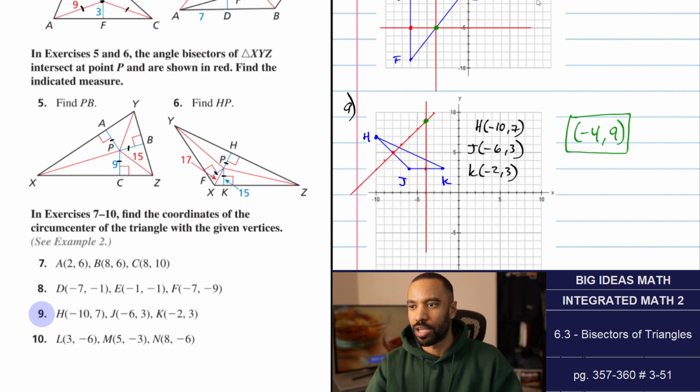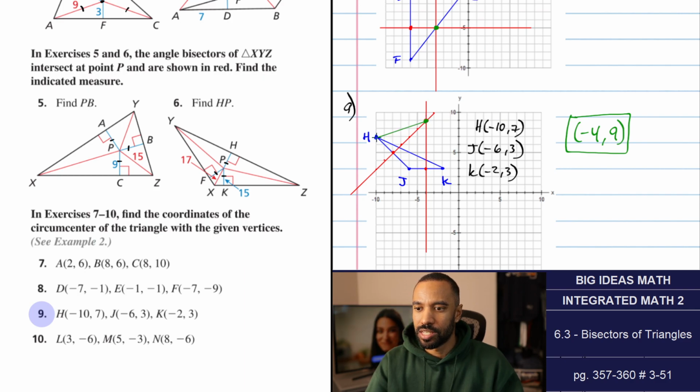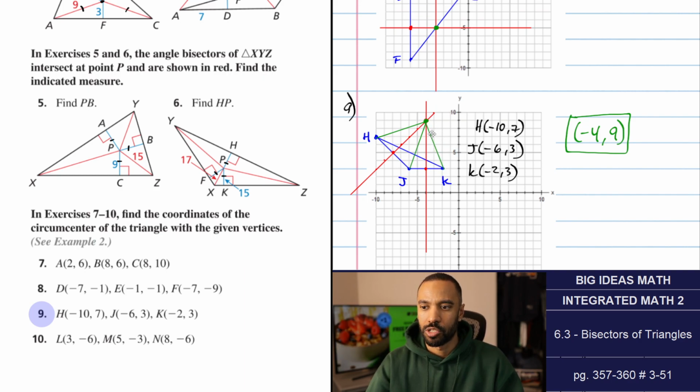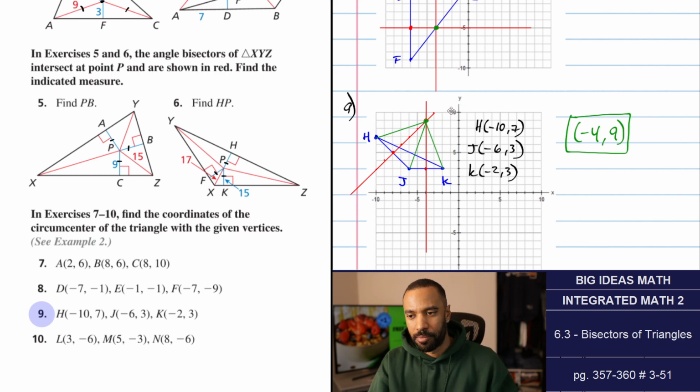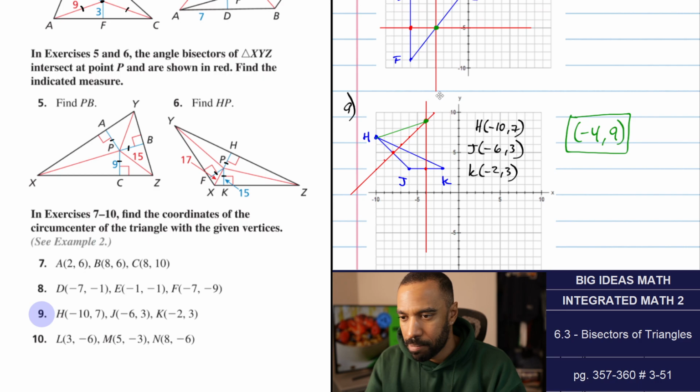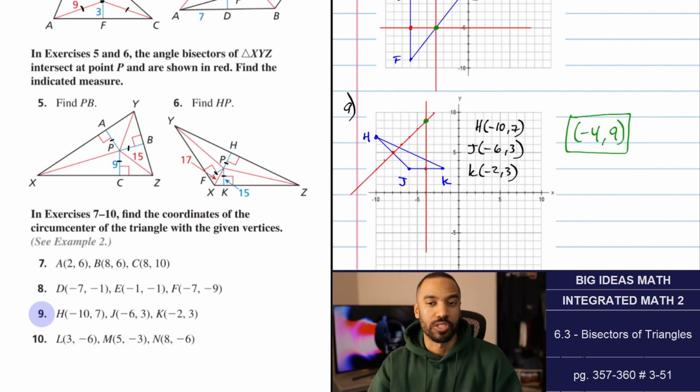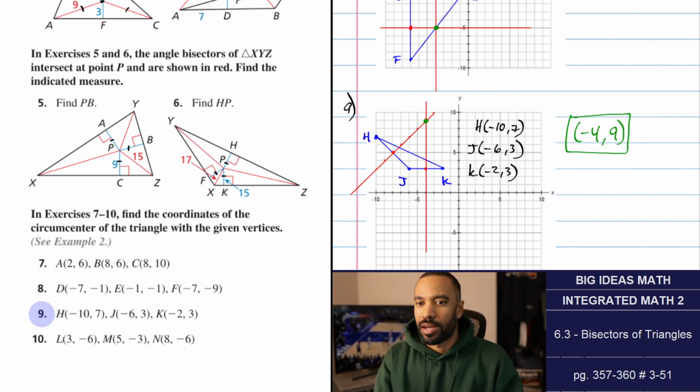But what does -4, 9 actually reveal? Keep in mind, that means that these 3 distances are all the same. This distance, and this distance, they're all equidistant to that point. This point is equidistant to those 3 vertices, I should say. They're all the same. So there we go. That's number 9. All right. Number 10.